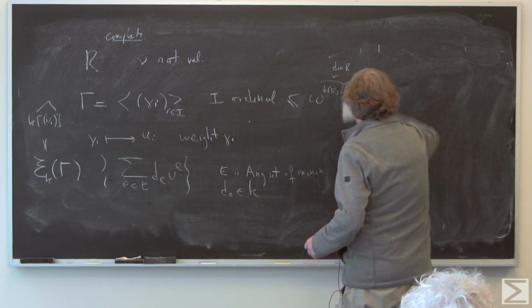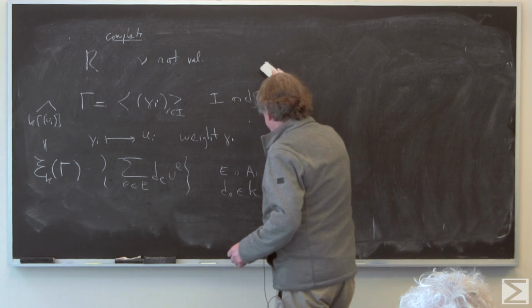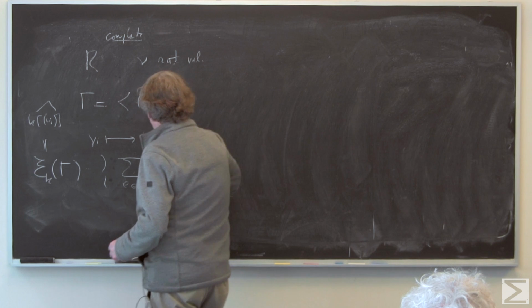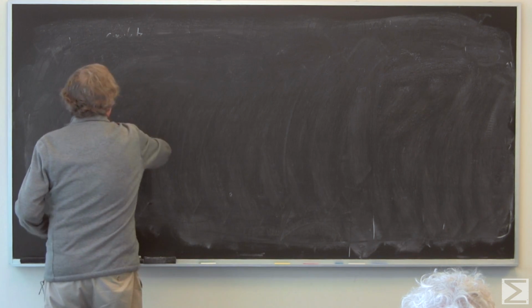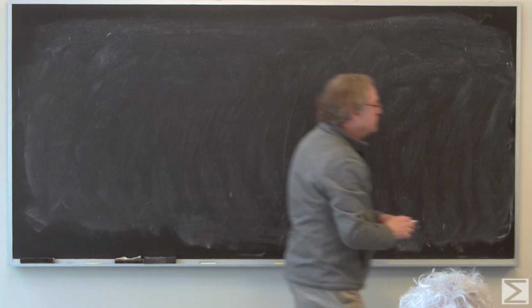But this is just the first part of the theorem. The second part is what makes it really useful. It's about the kernel of this map.